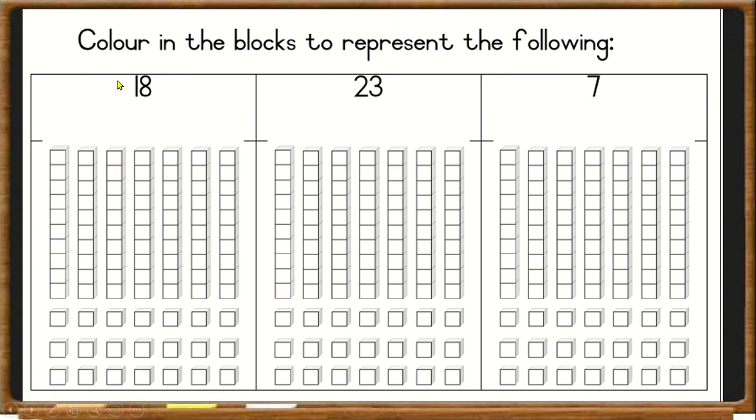I give you the number 18. So now you need to know the number on the right is how many units you must color in. The number on the left is how many tens you must color in. So you must color in 1 ten and 8 units because 1 ten plus 8 units give you 18, because 10 plus 8 is 18.